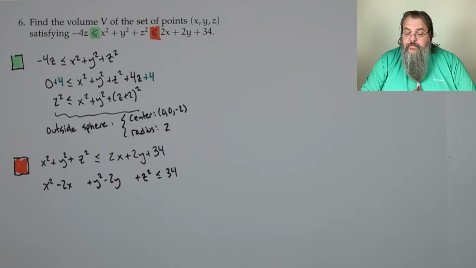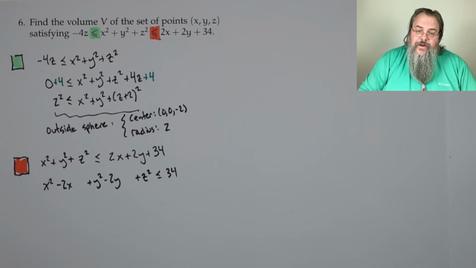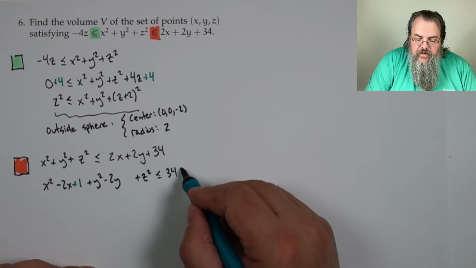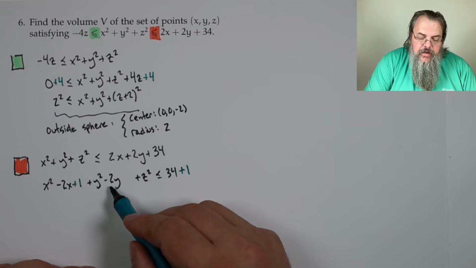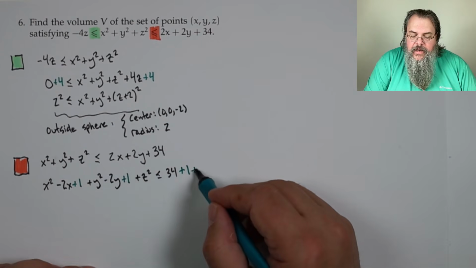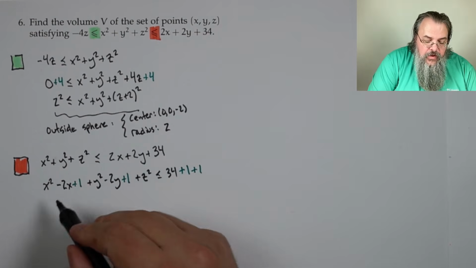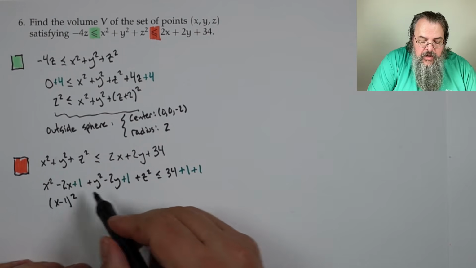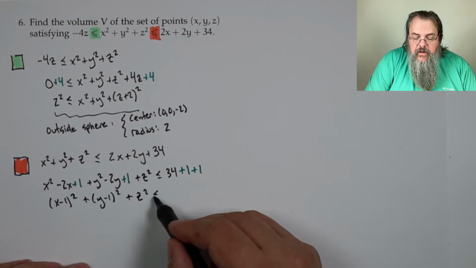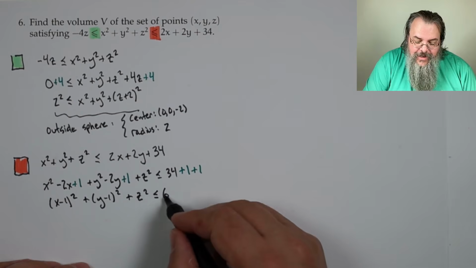We run through the process of completing the square. Hopefully by now we're getting pretty good at it. Negative 2 divided by 2 is negative 1. If you square that, you get plus 1, which means you should add 1 here. But if we add 1 here, balance it out, add 1 there. Same thing here. Negative 2 divided by 2 is negative 1, squared is 1, so we add 1 here and add 1 there. And lo and behold, we get x minus 1 squared plus y minus 1 squared plus z squared is less than or equal to 36, or 6 squared.